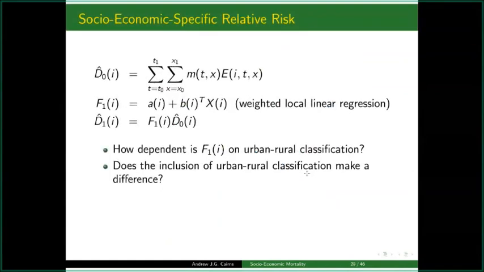So now let's go back to the socioeconomic specific relative risk. These formulas are just reminding us what went on in the earlier slides. And as a starting point, we might ask, how dependent is F1 on the urban-rural classification? So does it make a difference?